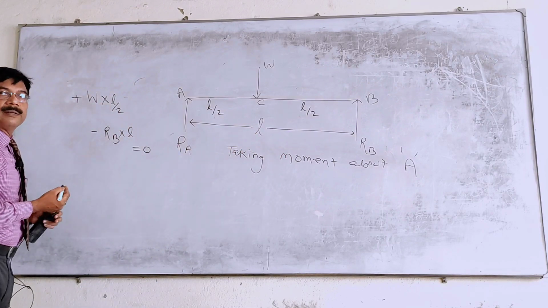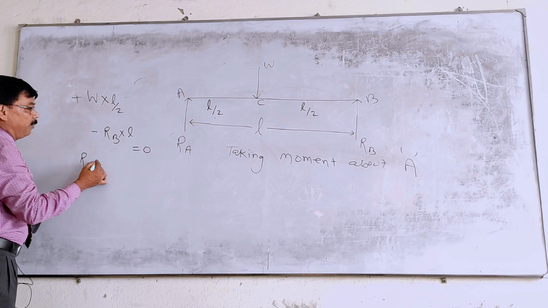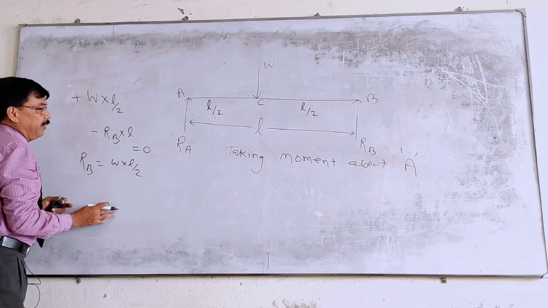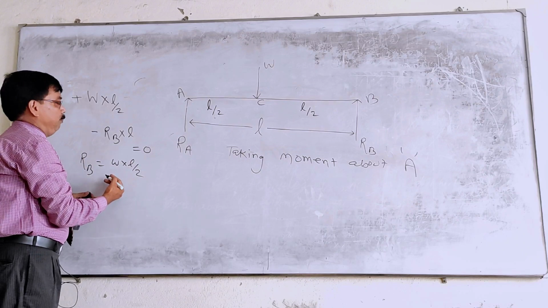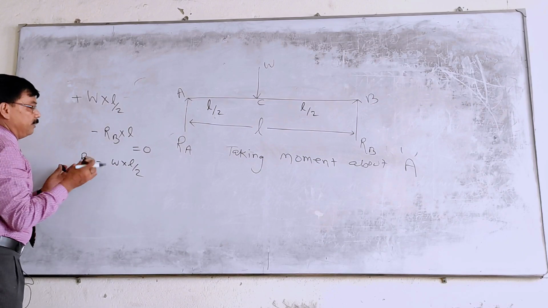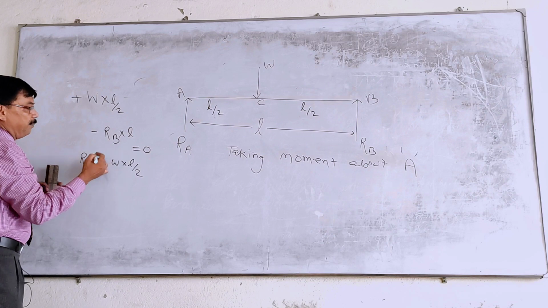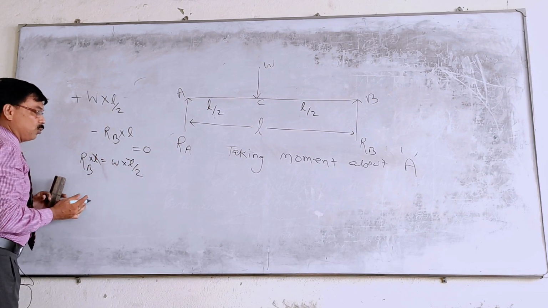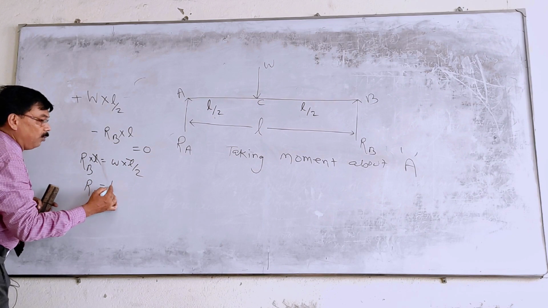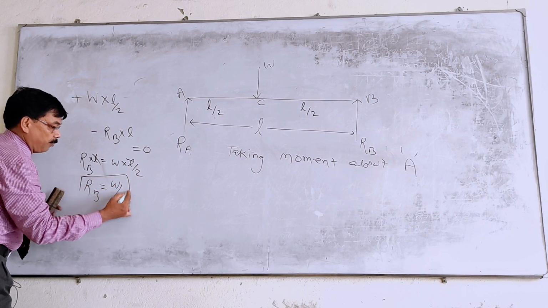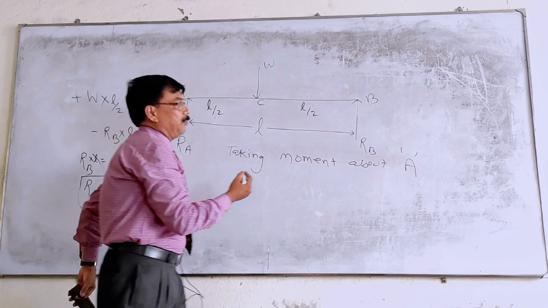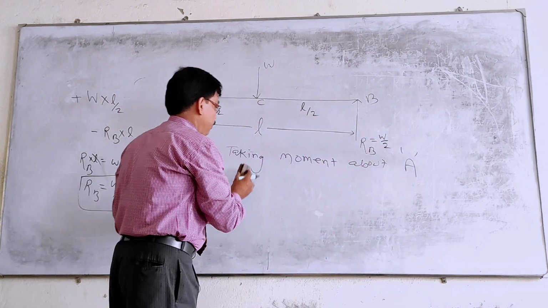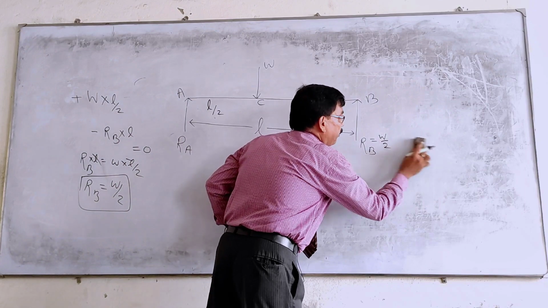Now find out RB. Taking it to the other side, RB into L is equal to W into L by 2. L and L cancel out on both sides. So the value of RB is equal to W by 2. Right here, RB is equal to W by 2.